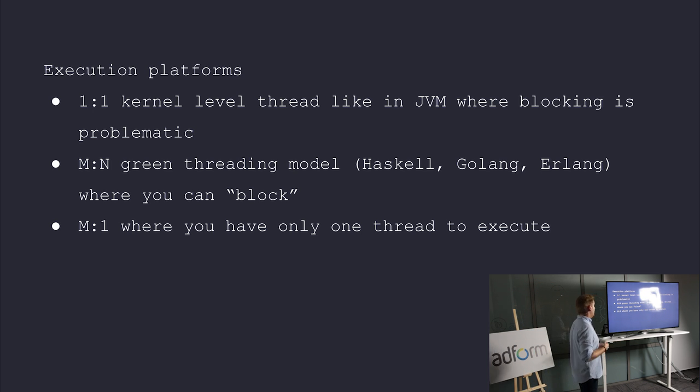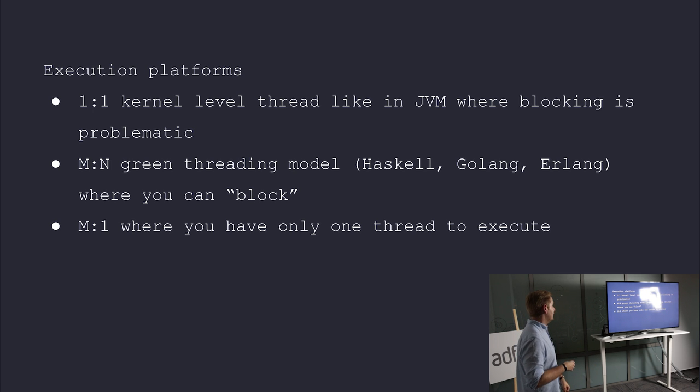There are other platforms. We call the other platforms those that have M logical threads that are mapped into N physical threads in the machine. This model is used in, for example, Haskell, Golang, or Erlang. So if you program, for example, in Golang and you call a database, you don't return something like a future. It looks like you're blocking, but actually the underlying runtime is doing the whole work for you. So it's fine to block there, but this is only an illusion, actually, because there has to be some way underneath to actually take you off the processor and stuff like that.